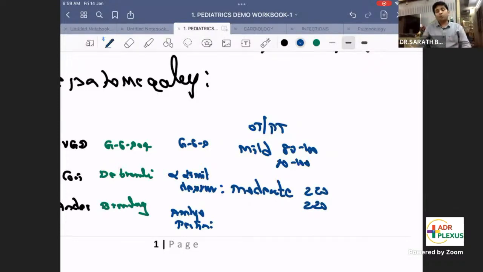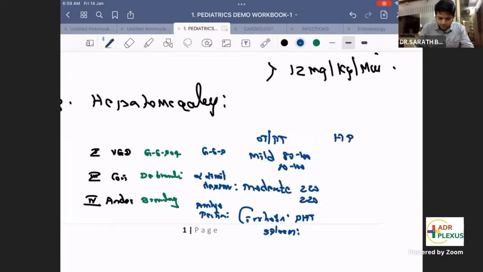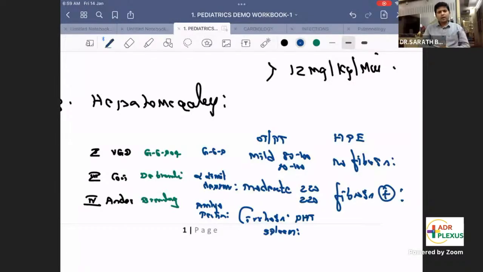But amylopectin causes lethal damage to the liver, leading to cirrhosis. The presentation itself will be cirrhosis, which in turn can lead to portal hypertension and associated splenomegaly. Done. Sir, when I do a histopathology, what will happen? I told you G6P is absolutely harmless, so no fibrosis. Alpha limit dextrin causes a little bit of fibrosis, so fibrosis present. And finally, as I told you, amylopectin will cause much injury to the liver, leading to frank cirrhosis.